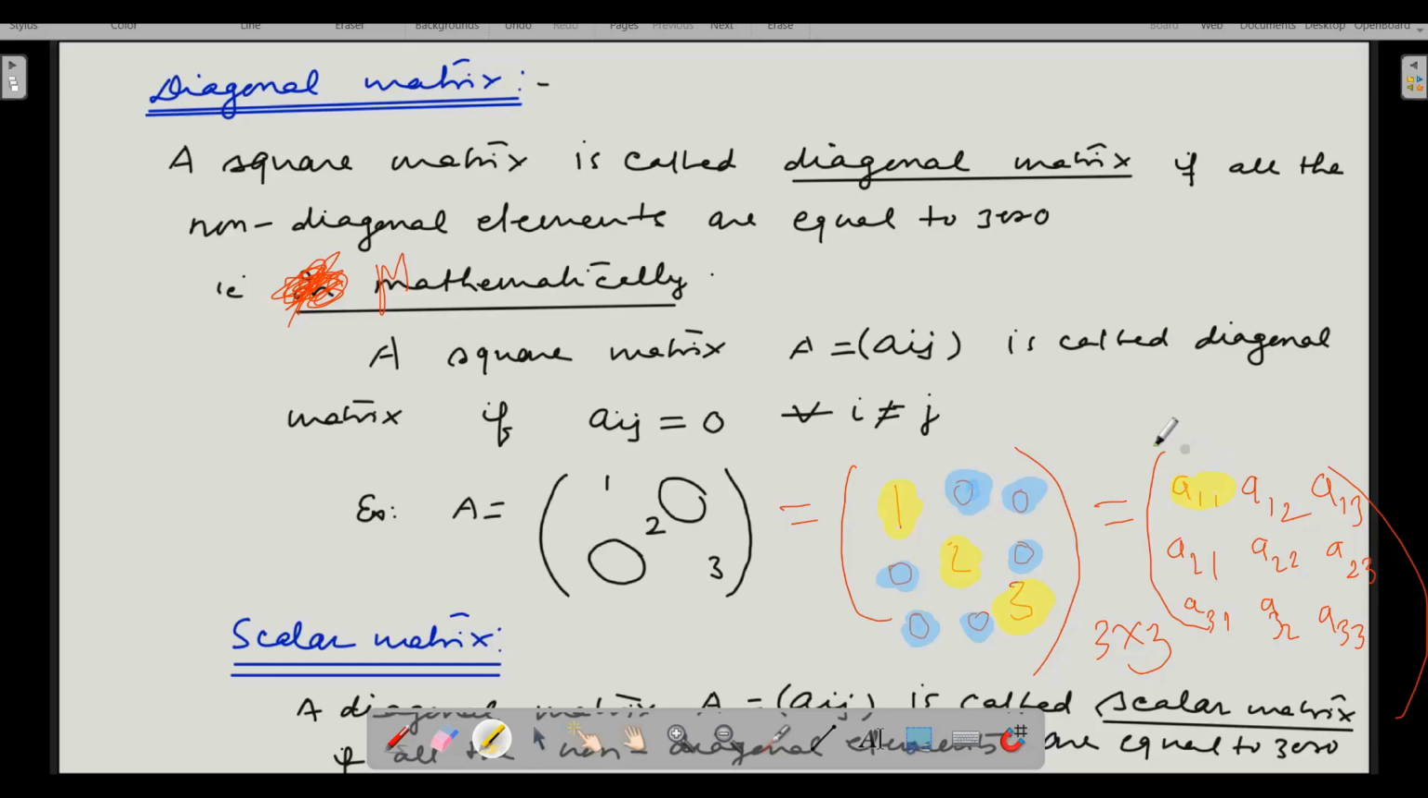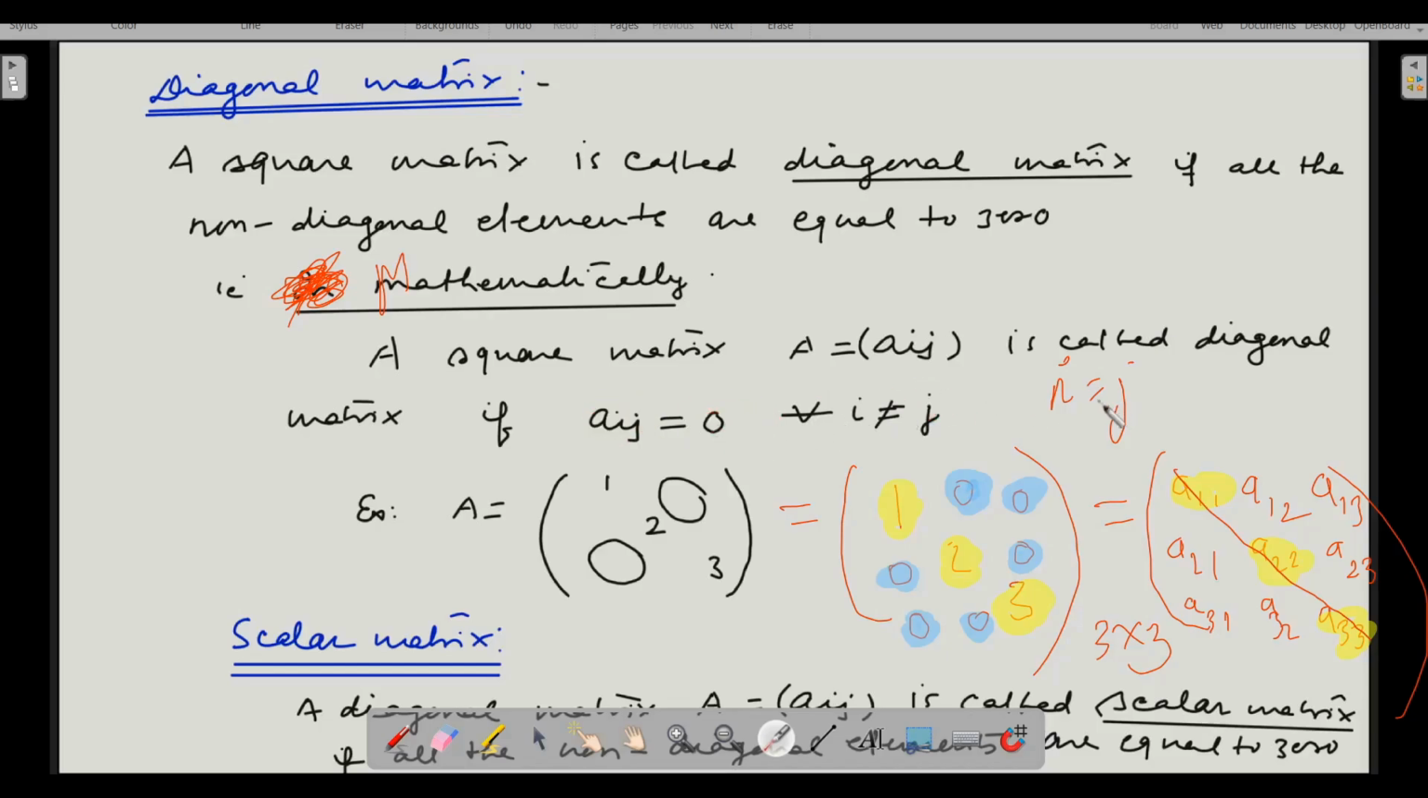So have a look at these elements. This element has i equal to j. Diagonal elements have i equal to j. This also has i equal to j, and this also has i equal to j. So wherever i is equal to j, that element is not equal to 0. But wherever i is not equal to j, this element will be 0, this will be 0, and so on for all of them. Why? Because i is not equal to j in them. So for all i not equal to j, Aij equals 0.